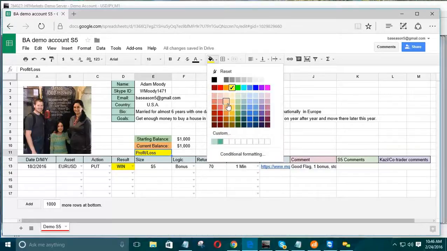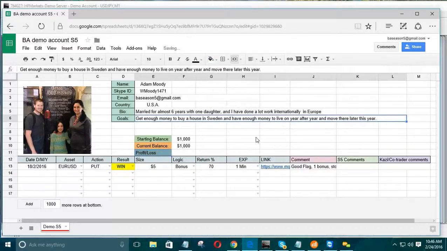It's kind of an ugly color, isn't it? Anyways, so let's see the next question.